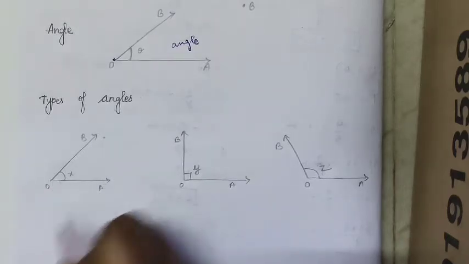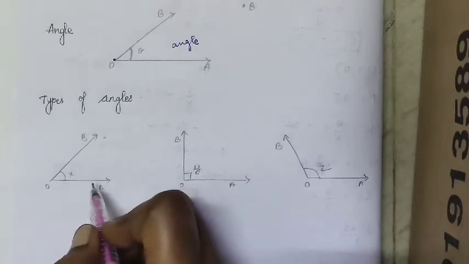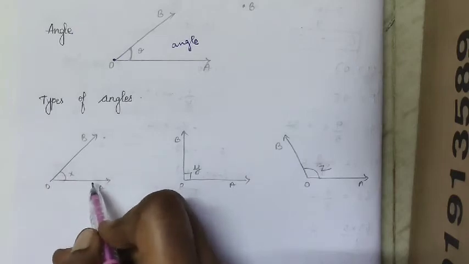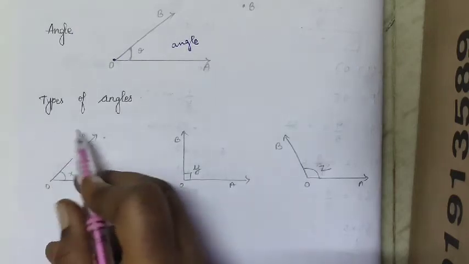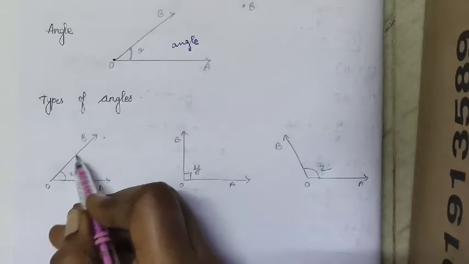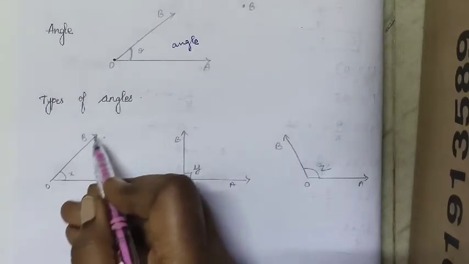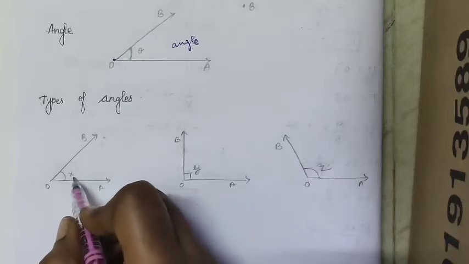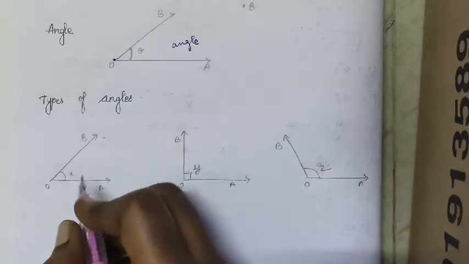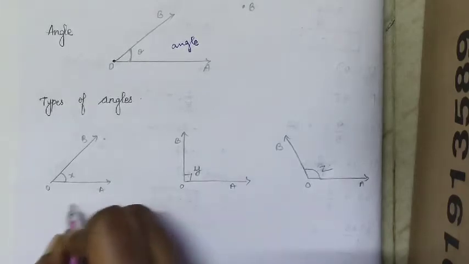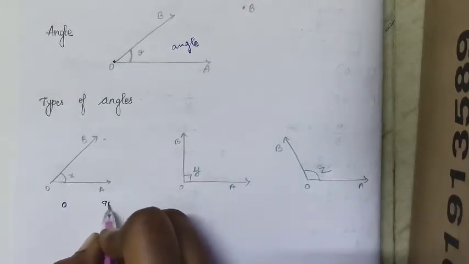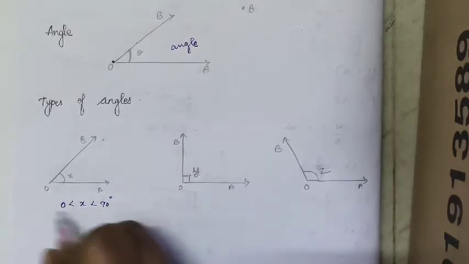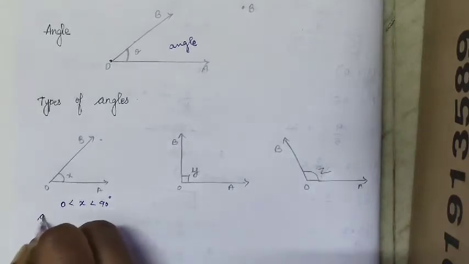Now see here, OA is a ray, OB is a ray. This is a fixed ray, and OB keeps on moving from the starting point and it moves in this way. Now this OB ray makes the angle X here. If we measure the angle X, it is less than 90 degrees, starting from 0 to less than 90 degrees. Therefore this angle is called an acute angle.